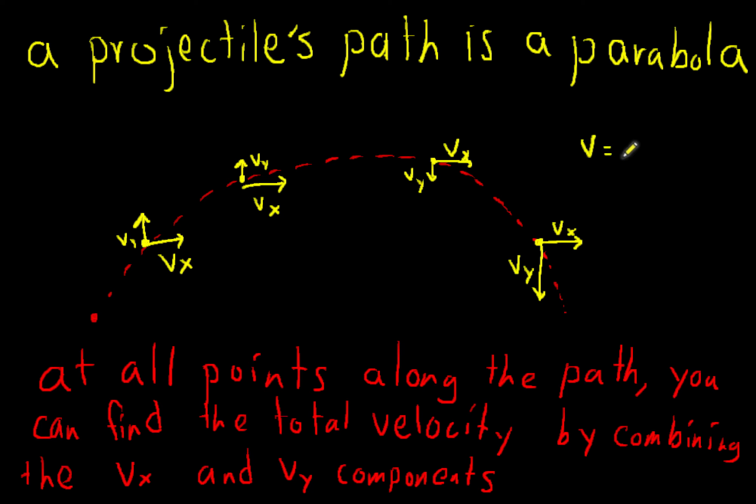Because the velocity of each moment is described by a triangle, you can find the magnitude of the velocity by using v equals the square root of Vx squared plus Vy squared, and you can find the angle it's at by taking tan negative 1 of Vy divided by Vx.